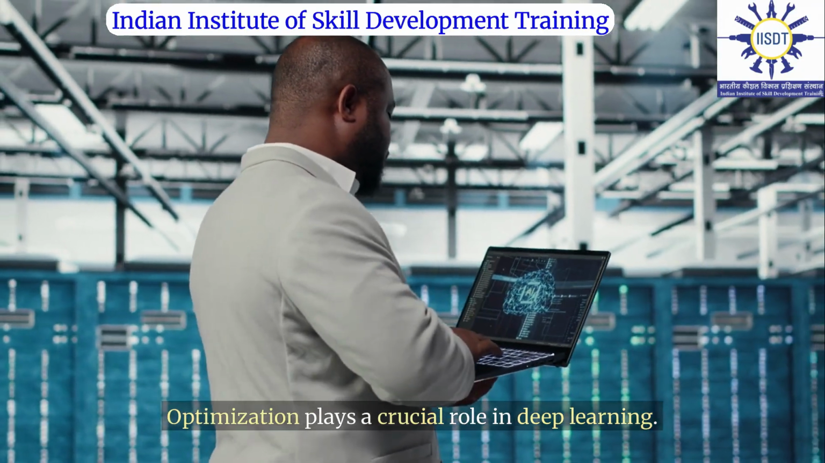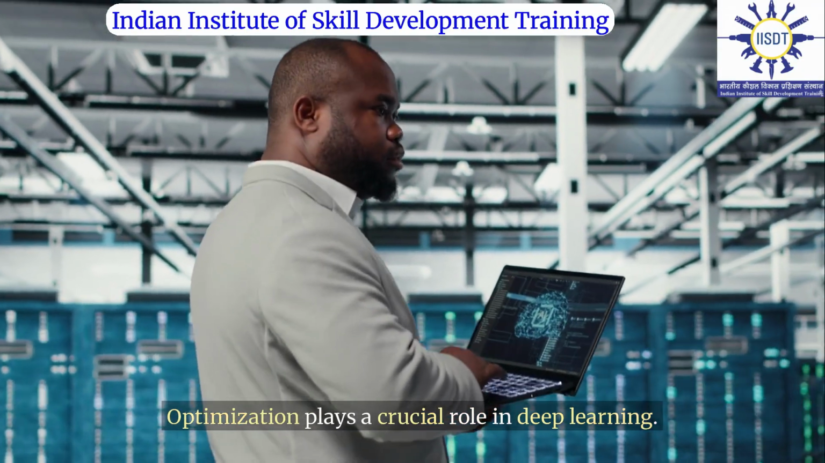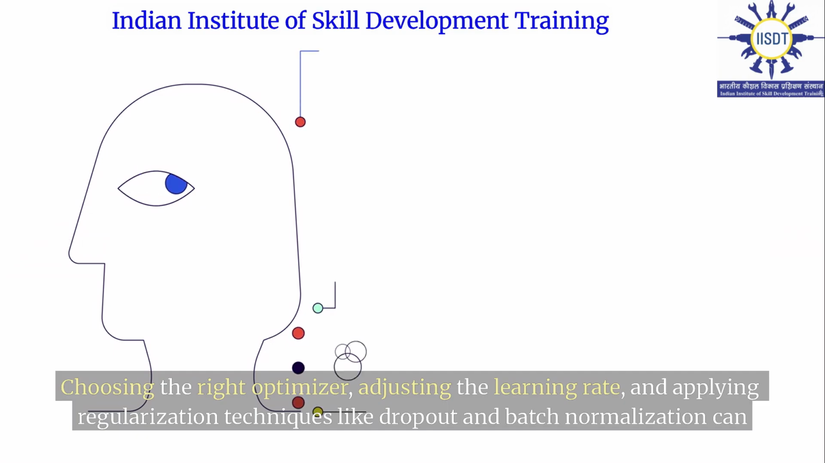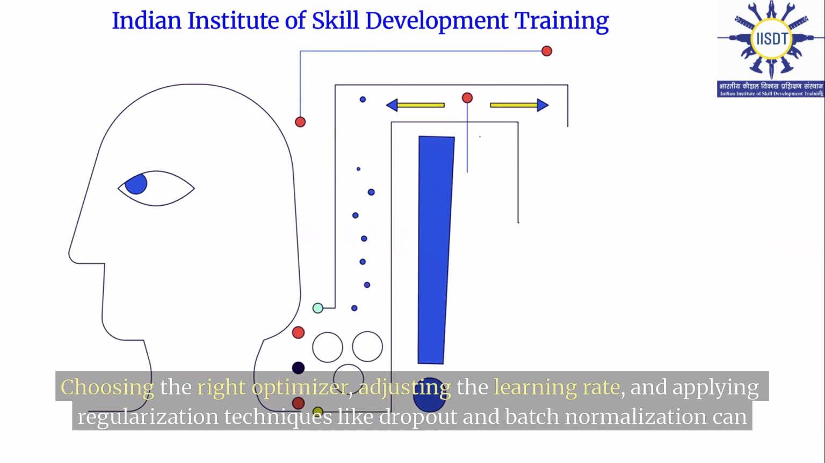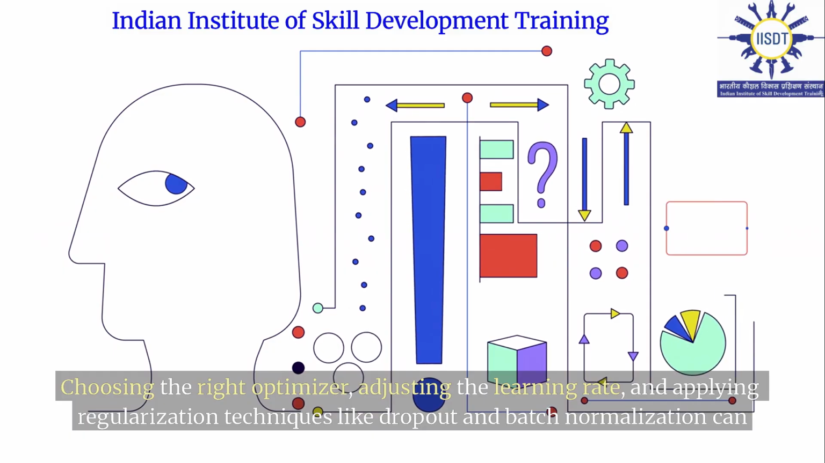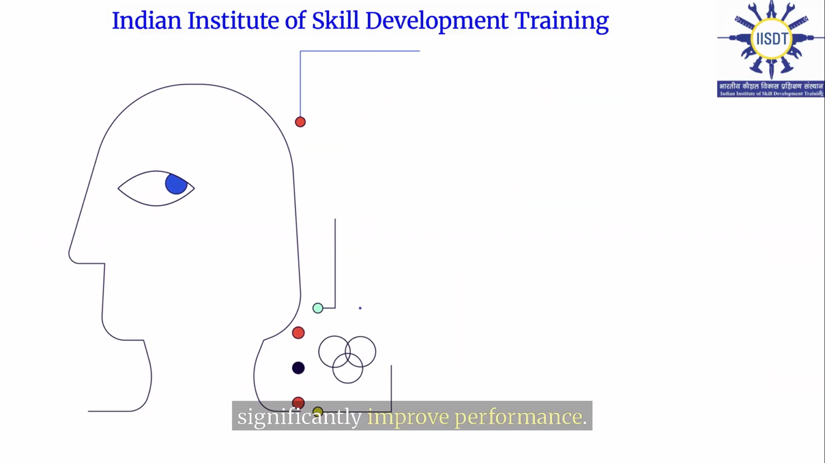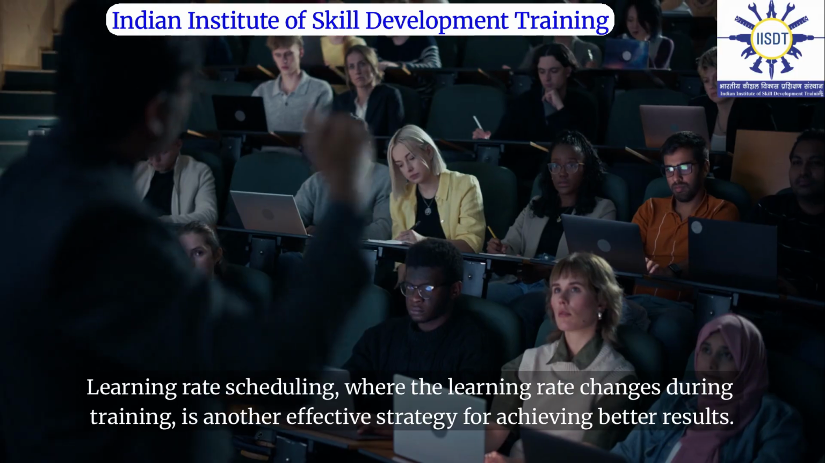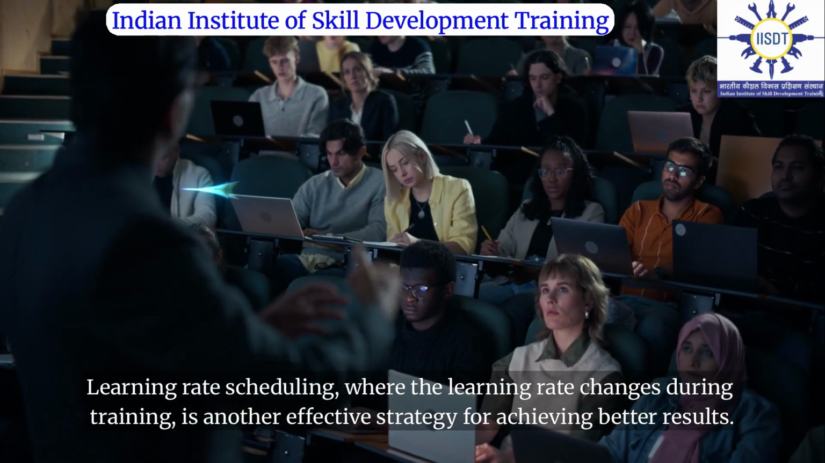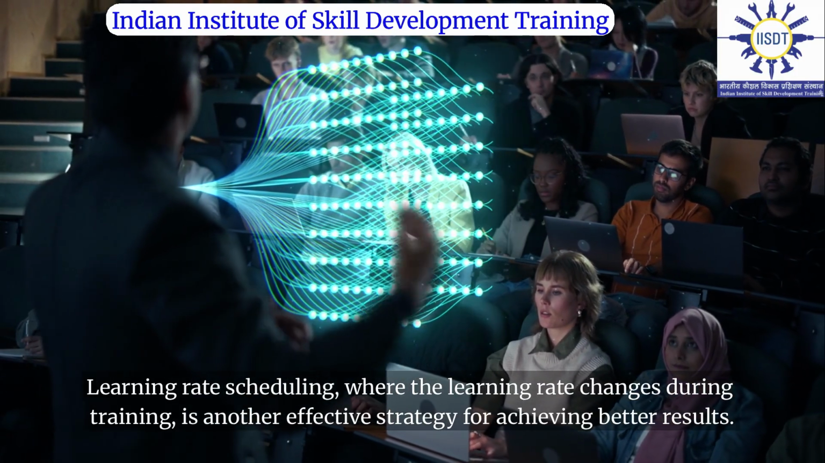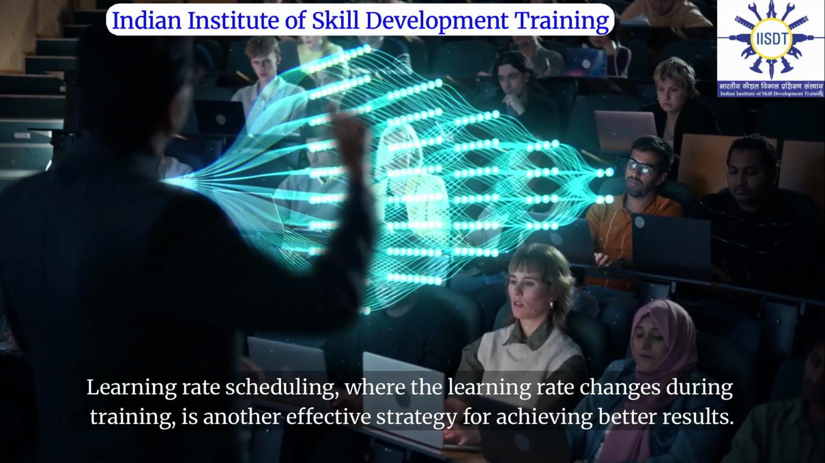Optimization plays a crucial role in deep learning. Choosing the right optimizer, adjusting the learning rate, and applying regularization techniques like dropout and batch normalization can significantly improve performance. Learning rate scheduling, where the learning rate changes during training, is another effective strategy for achieving better results.